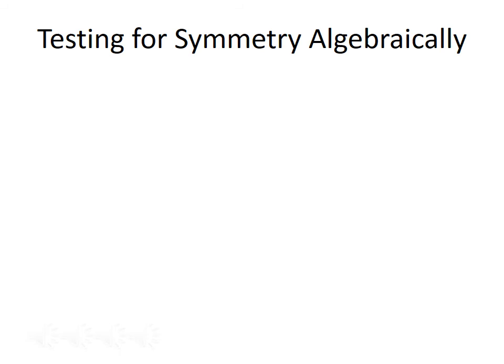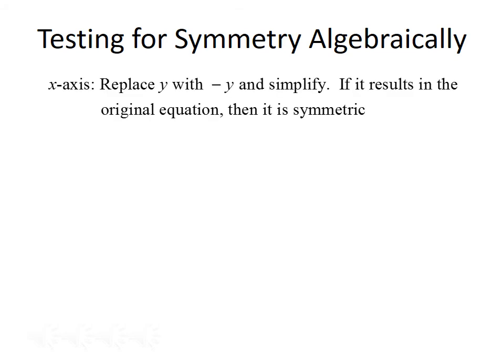While you can look at a graph and tell whether or not it has symmetry, you can also test for symmetry without looking at a graph. We can test for symmetry algebraically. So, to test for symmetry with respect to the x-axis, we're going to replace the y variable with negative y and then simplify the expression. If it results in the exact same original equation, then we have symmetry with respect to the x-axis.